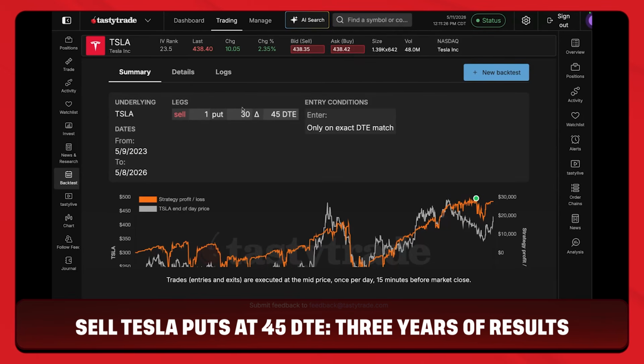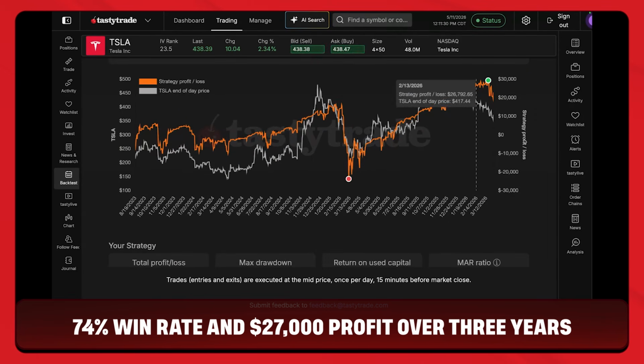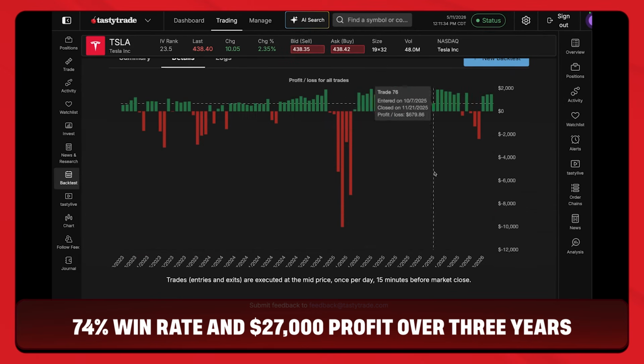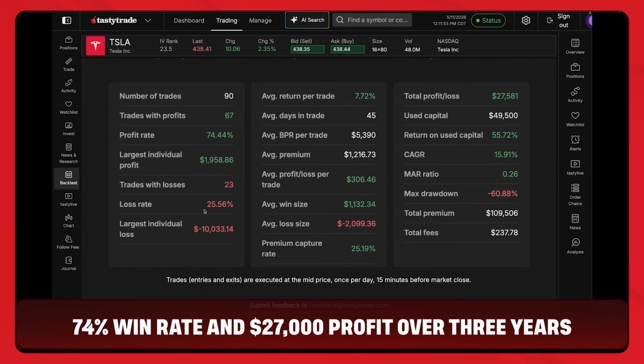Oops, zoomed in a little much there. Let's go and look at the details of this. And here are the individual trades that the backtesting strategy did over the past 3 years. And here are some numbers. So total of 90 trades, trades with profit 67, profit rate 74%, largest individual profit $1,950. Largest individual loss $10,000. Okay. Average win size, 1130, average loss size.